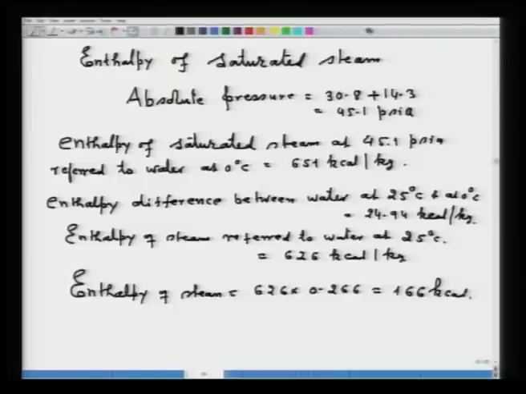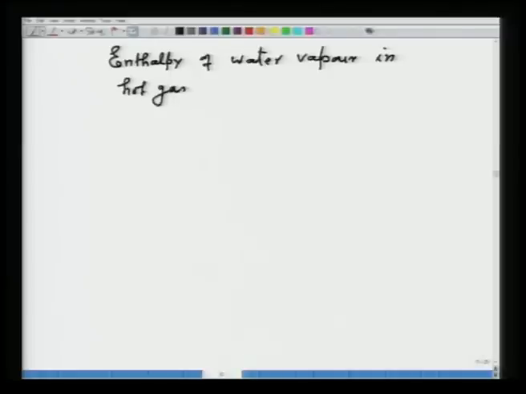We have to calculate now the enthalpy of water vapor in hot gas, that is at 627 degrees Celsius, and the temperature is 900 Kelvin. So, you know the procedure. That enthalpy will come out to be 81.64 kilocalorie. Now, one has to calculate also the sensible heat in dry producer gas.